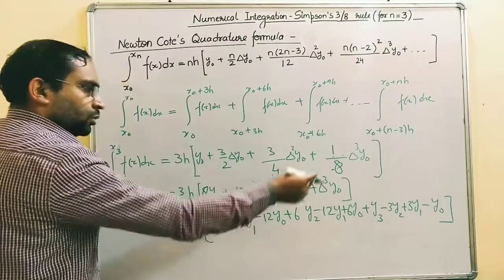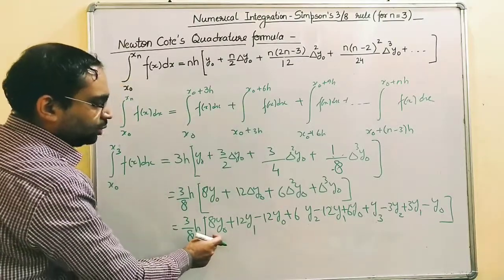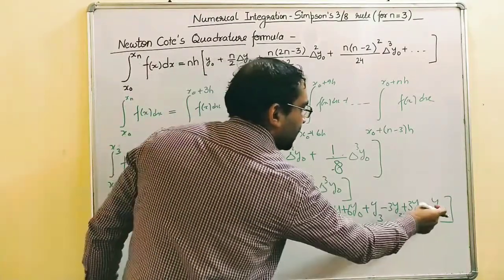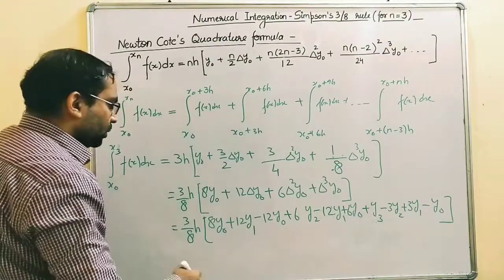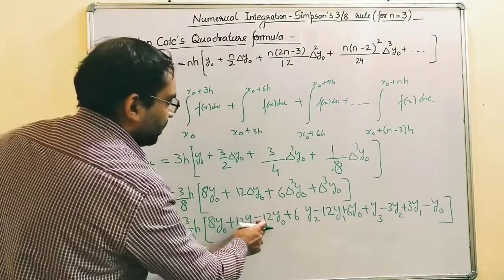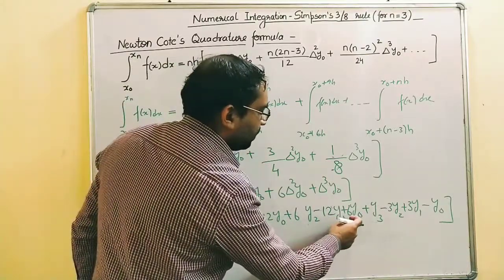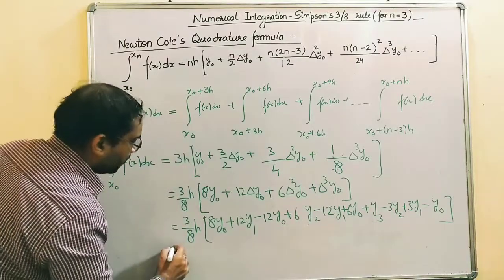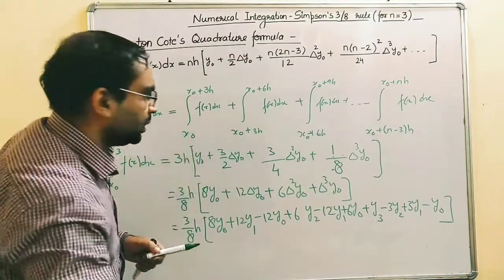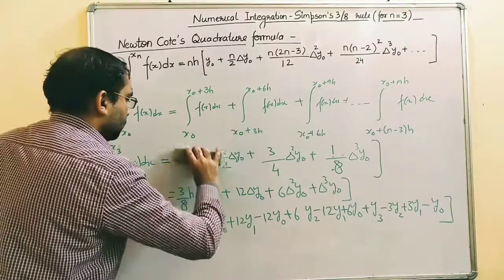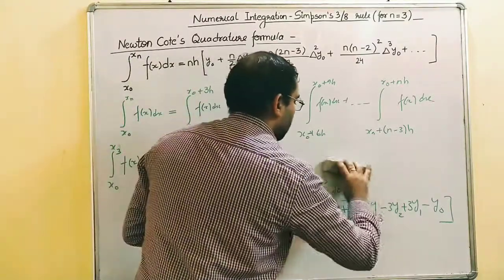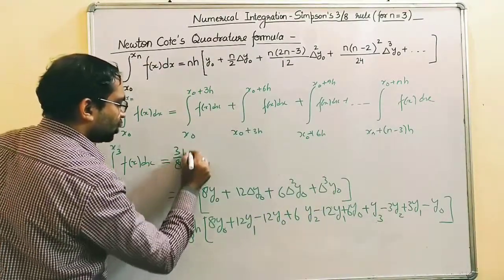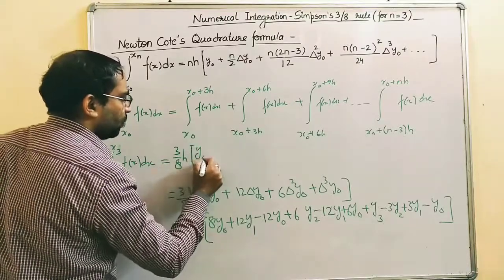So we have opened this. On solving this, we can see this is 8y0 minus 12y0 plus 6y0, and this is minus y0. So 8 minus 12 is minus 4, and plus 6 is 2y0, and minus y0 is y0. So we have, let me write it here up on this place. I want to remove this. So now let me solve and write this here. So this is 3 by 8h, and we have seen that this is y0.